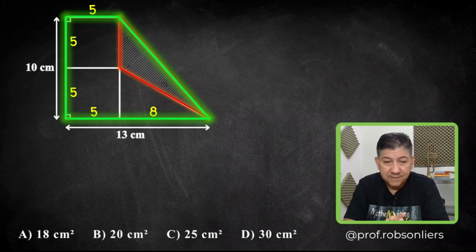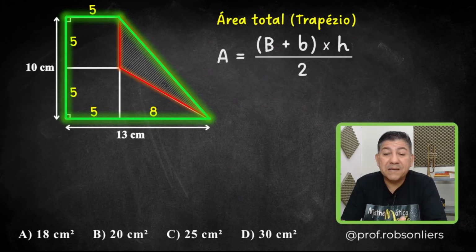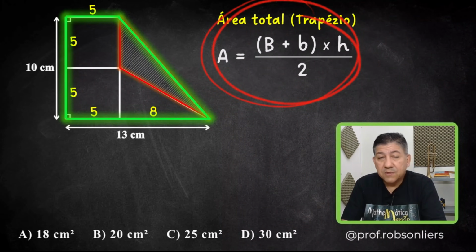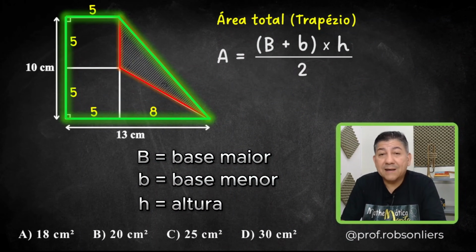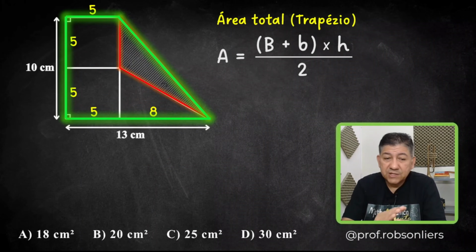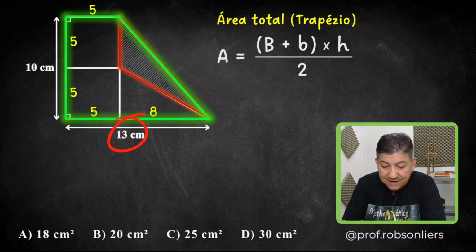Alright? Finding the total area, which is the area of the trapezoid, to find the area of the trapezoid, we're going to use the following formula. Look, the area of the trapezoid is equal to (B plus b) times the height divided by 2. B is the base, b is the smaller base, H is the height, alright? And we already have all these measurements there. Look, the larger base is equal to 13 centimeters, right? This larger base, which is the bottom base there.